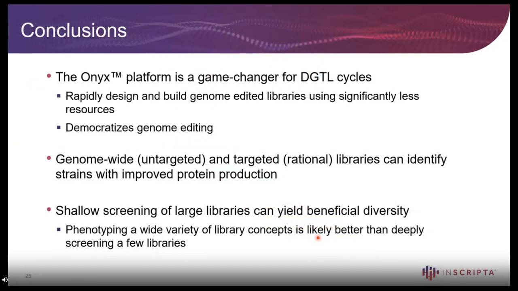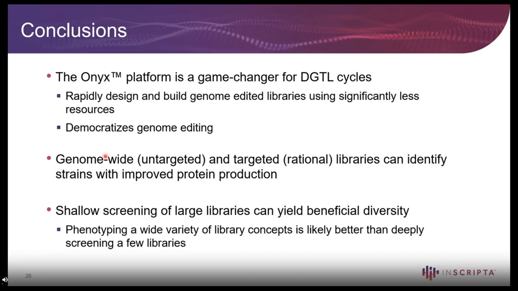Okay, so as far as conclusions, the take-home messages are: the Onyx platform is really a game changer for DBTL cycles. It allows you to rapidly design and build genome-edited libraries using significantly fewer resources, and it really democratizes genome editing. Again, I use myself as an example for the CBH1 project. I was able to come up with a concept, design that library, build that library, and phenotype it all on my own without anyone else's help.